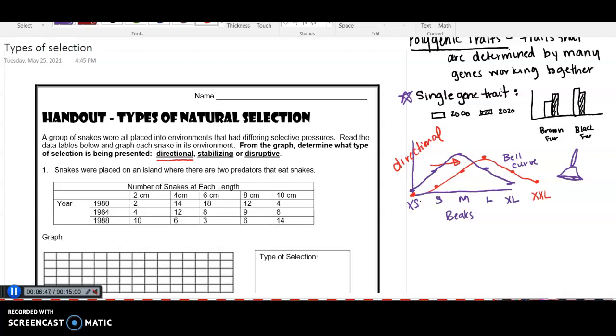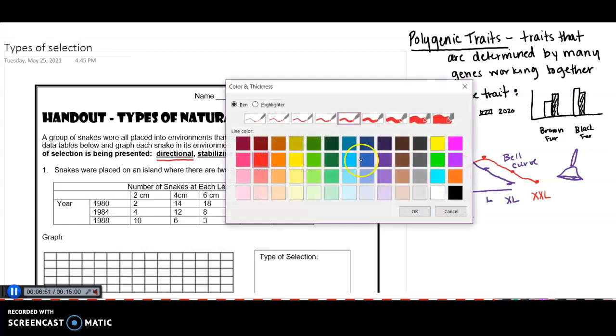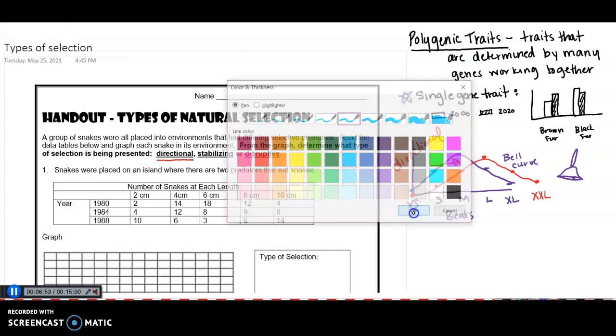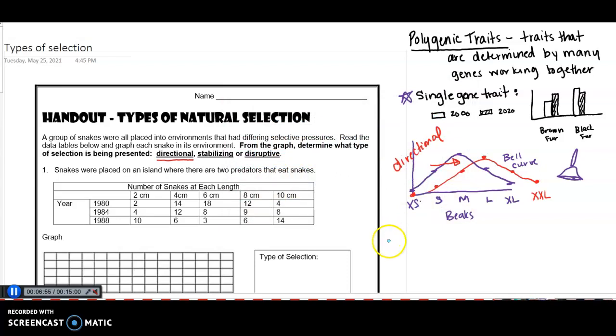So that's directional. Stabilizing, let's talk about stabilizing. Stabilizing is exactly what it says, okay? It's going to make the population more stable.